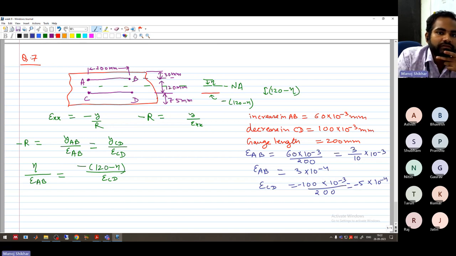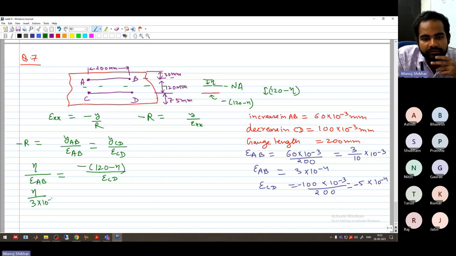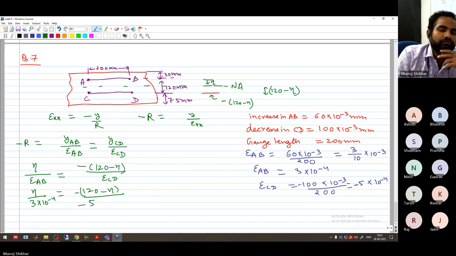So substituting here, we will get eta upon 3 into 10 power minus 4 equal to 120 minus eta upon minus 5 into 10 power minus 4.